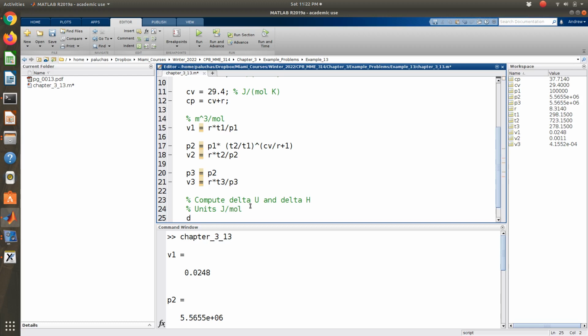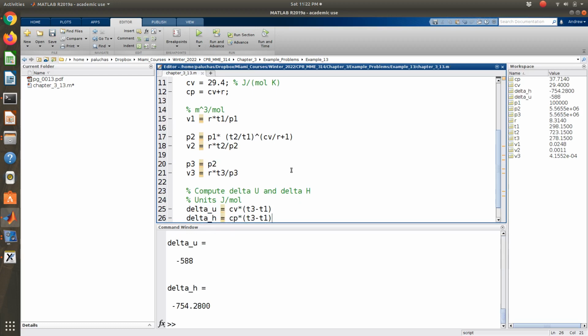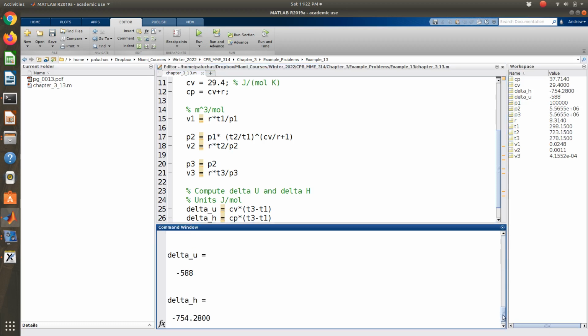So we would have that delta U would be equal to Cv times T3 minus T1, and delta H would be equal to Cp times T3 minus T1. All right, so I can calculate delta U and delta H, and those are in units of joules per mole.